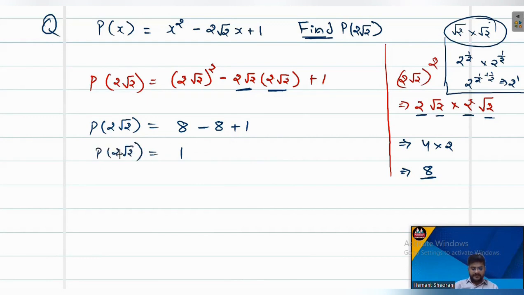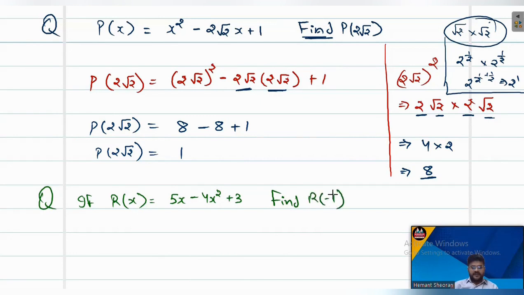Is it clear to you? Okay, just solve one more question on the same pattern. The question is, let's say polynomial R of x is equal to 5x minus 4x square plus 3. You have to find out R of negative 1. So just solve it out quickly. Let's see who will answer first.